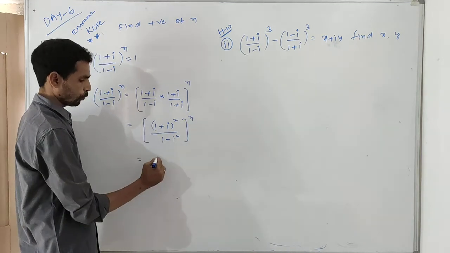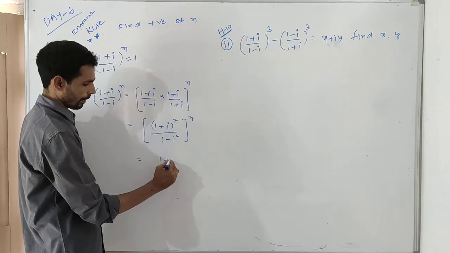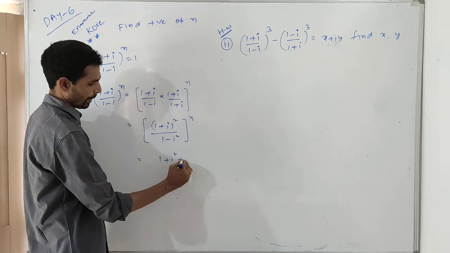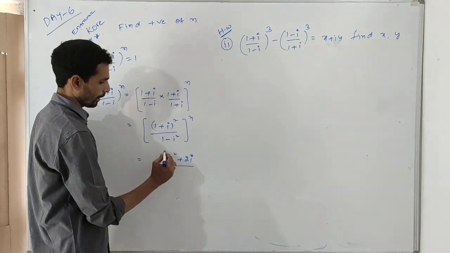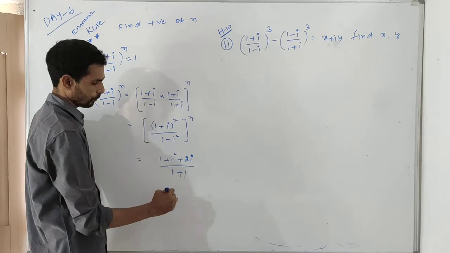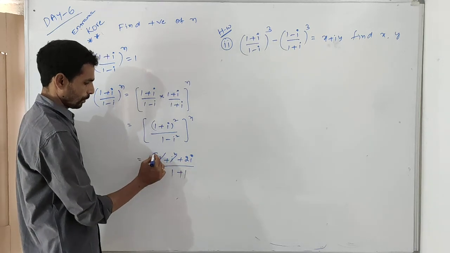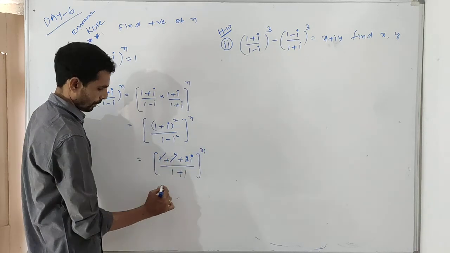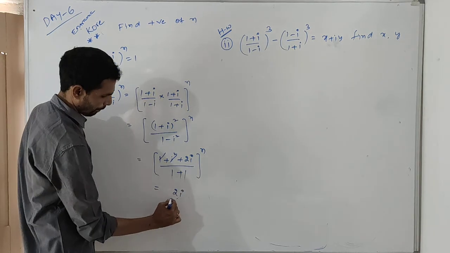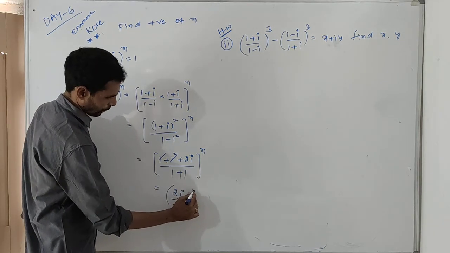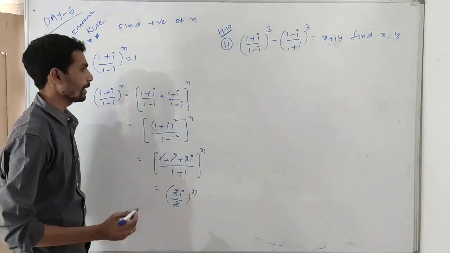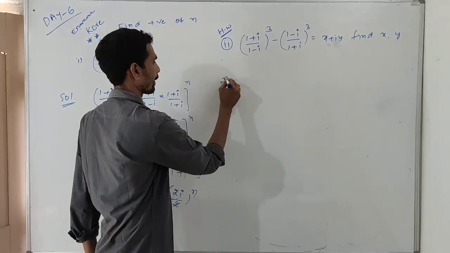Next, (a plus b) whole square goes to a square. The b square value is i square, plus 2ab means 2i. Remaining part here is 1, and the i square value we already know is minus 1. Minus 1 plus 1 cancel. Whole to the power of n is as it is. Remaining part here is 2i by 2 whole power n. The 2 cancels. What will you get? We get i power n.